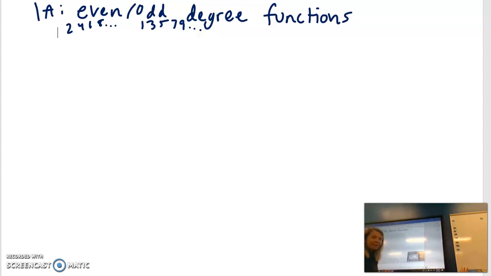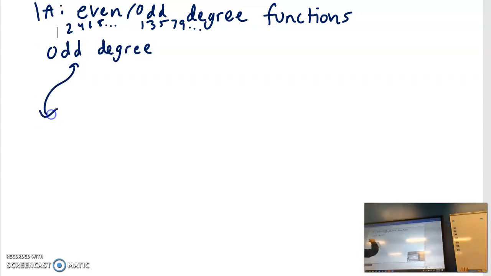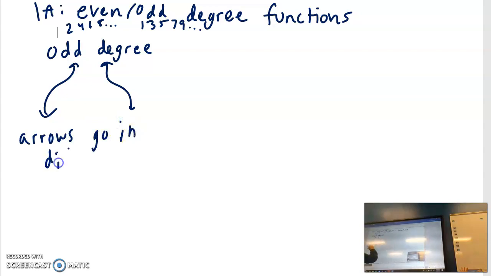And so based on even and odd will tell you the shape of your graph. So odd degree will look something along the lines like this, where arrows go in different directions.